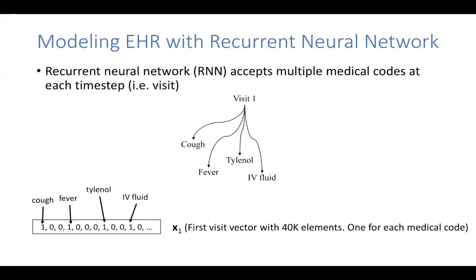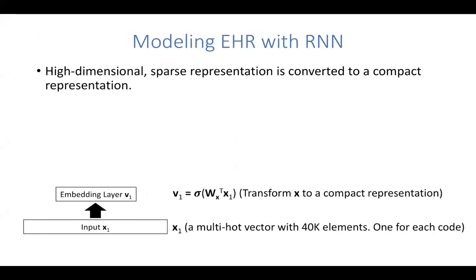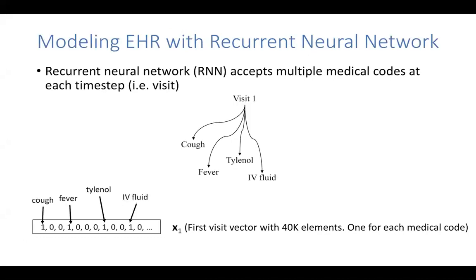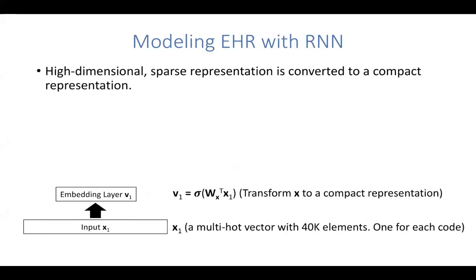And since there are four features active in visit number one, all the others would be zeros, except the dimensions that correspond to cough, fever, towel, and IV fluid. So this is exactly the same thing as before. We're trying to represent a single visit with a multi-hot vector. But instead of putting them through logistic regression or whatever, we first put them through an embedding layer.